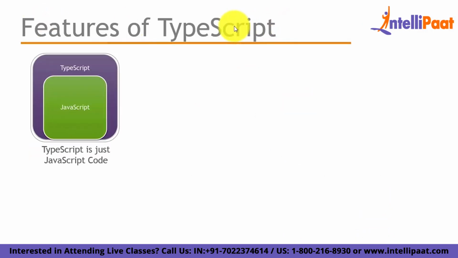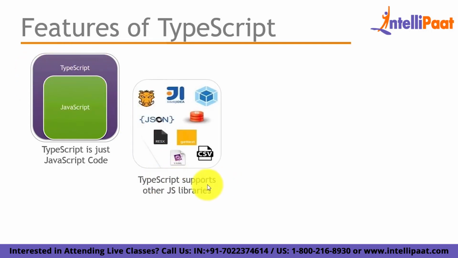Next, let me talk about the features of TypeScript. As we saw in the previous diagram, TypeScript is JavaScript plus some additional features. So TypeScript is just JavaScript code. Whenever you create any JavaScript file with the .js extension, you can simply rename it to .ts, as TypeScript is JavaScript code. Next, TypeScript supports other JS libraries. The meaning is very simple: all the TypeScript files are converted into .js files, and once converted, all the JS libraries are supported.